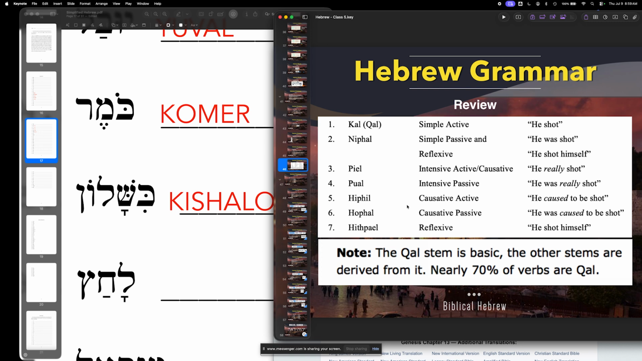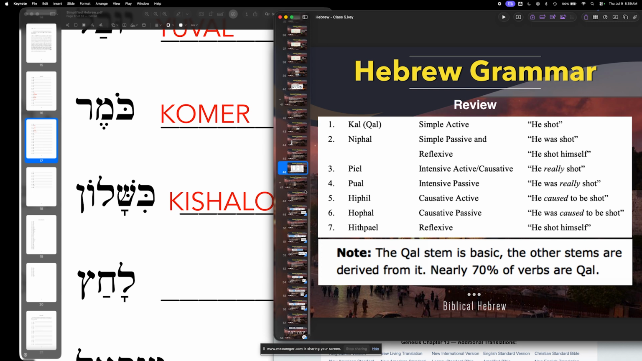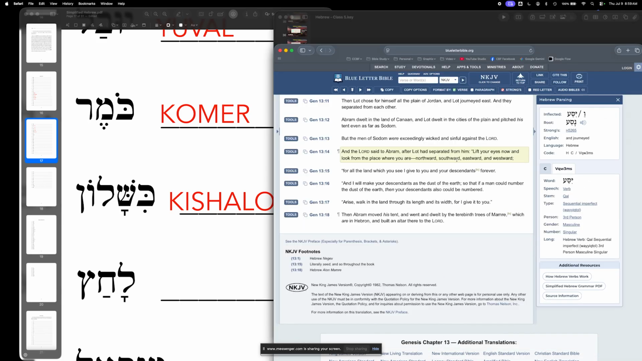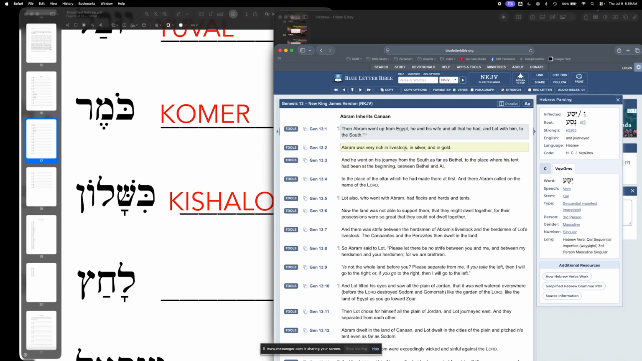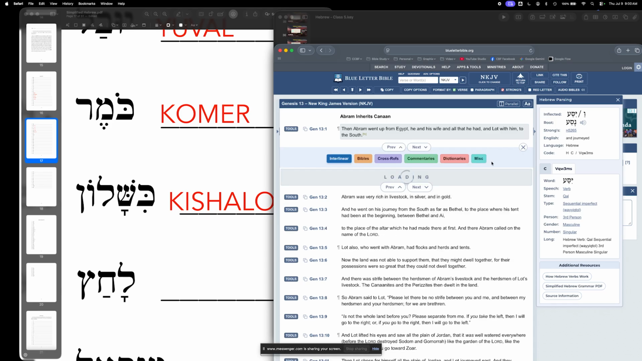Following so far? Still review. Yes. Stems are huge. Now, mind you, we talked about, and this was some of your homework last time, this stem is not simply about knowing whether it's active, passive, or reflexive, whether it's normal, intensive, or whether it's going to be causative. It's also about knowing the meaning of the word.